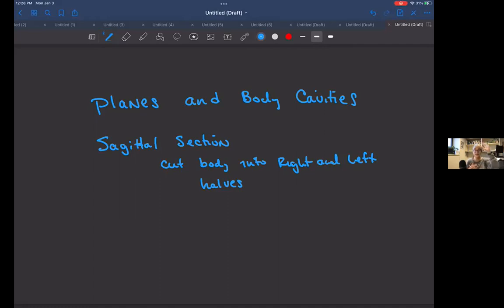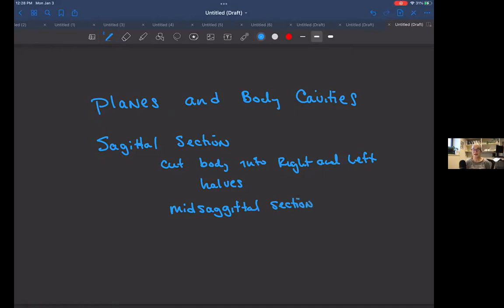When we cut right down through the middle, if it's equally left and right, that is sometimes referred to as the mid-sagittal section, or plane.